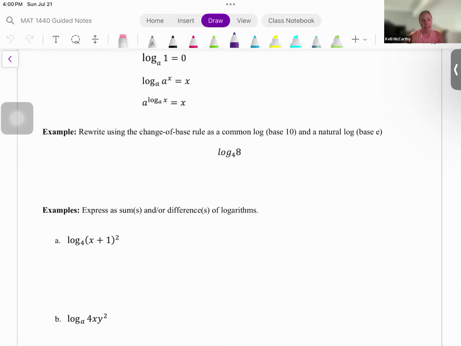Rewrite log base 4 of 8 as a common log with base 10 and a natural log base e. So log base 4 of 8 is the same as log of 8 divided by log of 4. That common log, we don't actually write the base. So log of 8 is implied as log base 10 of 8, similar to a square root where we don't write the 2 for our index. This is also equal to the natural log of 8 divided by the natural log of 4. So we can change our base to whatever we want it to be, but most typically we're going to use our common log or our natural log when we're using the change of base rules.